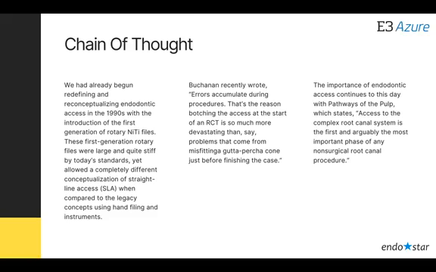The importance of endodontic access continues to this day in the textbook Pathways of the Pulp, which states access to complex root canal system is the first and arguably the most important phase of any non-surgical root canal procedure. What does all of this mean or imply? It means that even if you have a beautifully done root canal, but if your access is not good, the tooth is not going to have a long life.